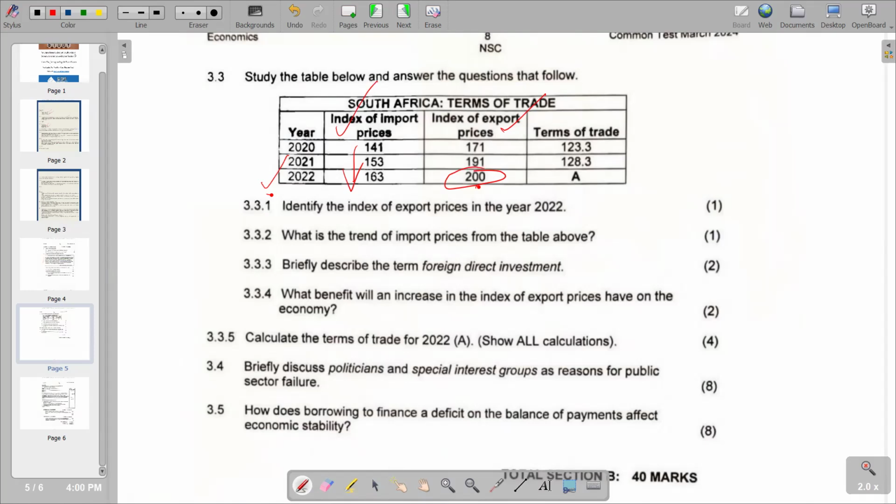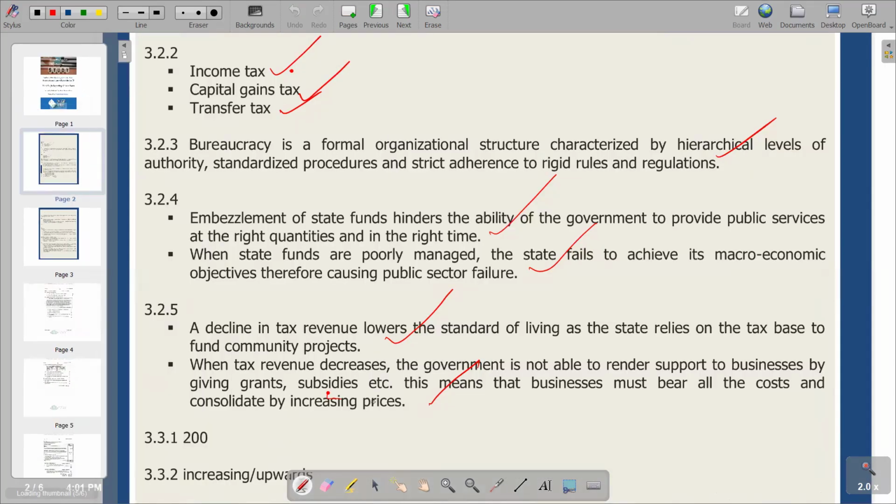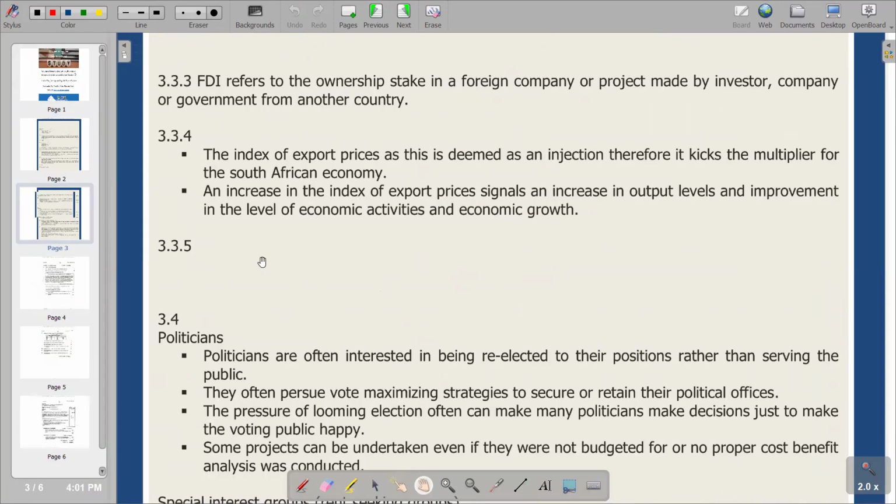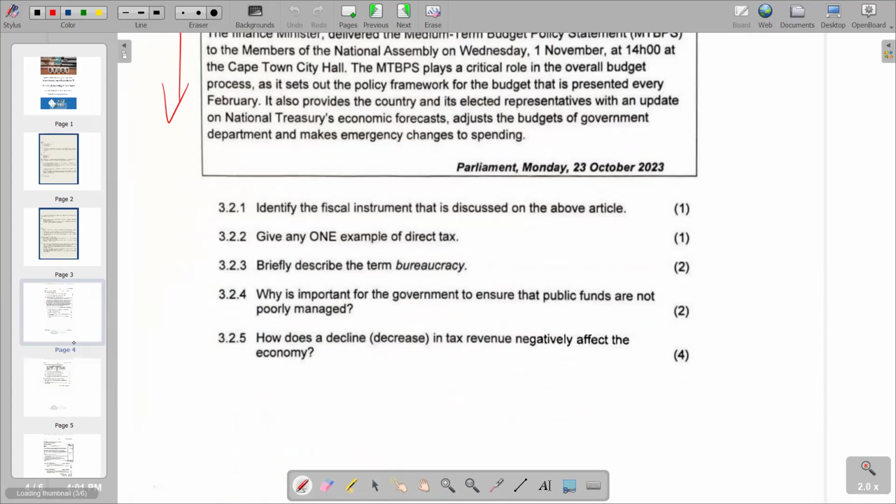So we have a brief description that we have, as a section of foreign direct investment, which reads, FDI, foreign direct investment, refers to the ownership stake in a foreign country or project made by an investor or company or government from another country. So basically, that's exactly as we are trying to point it out. Then moving on to the next part of our question.